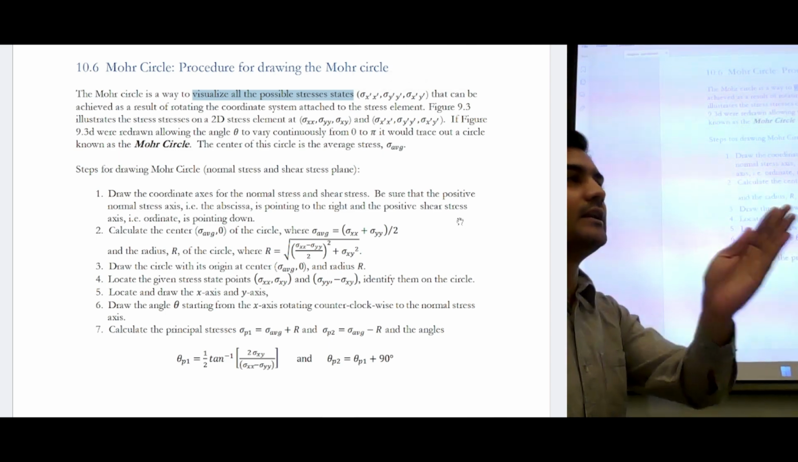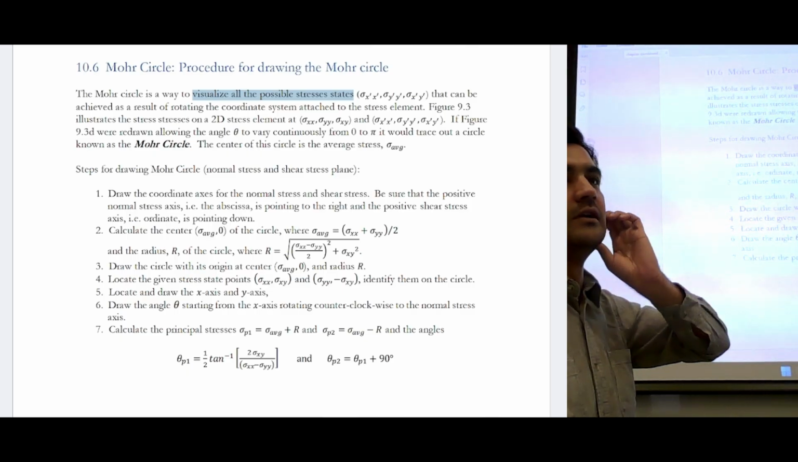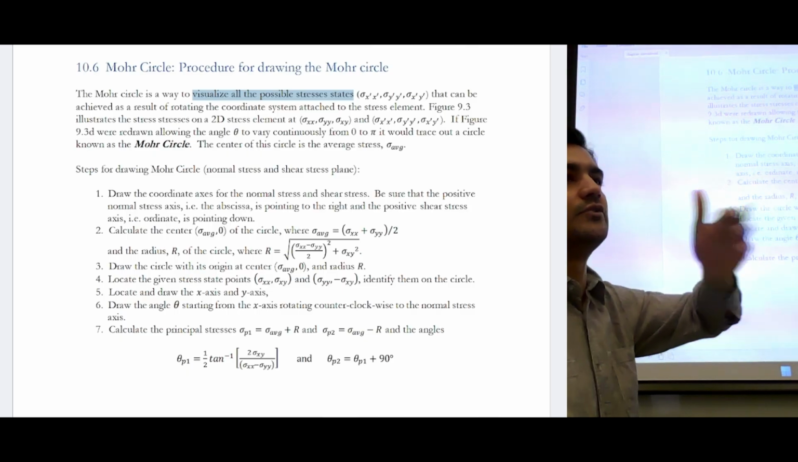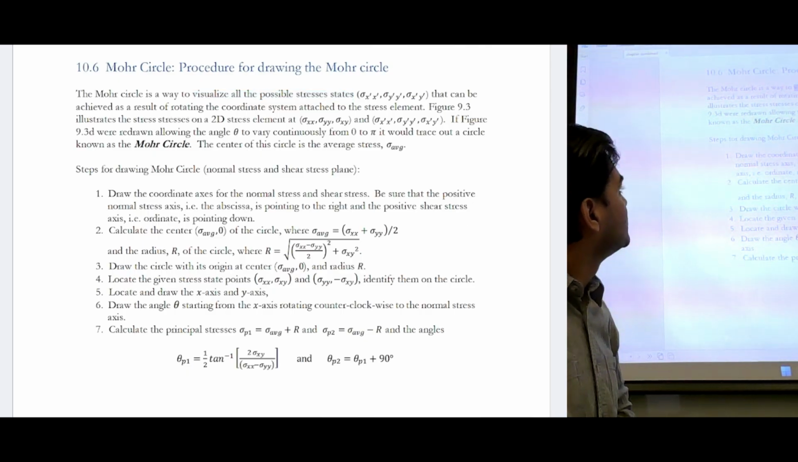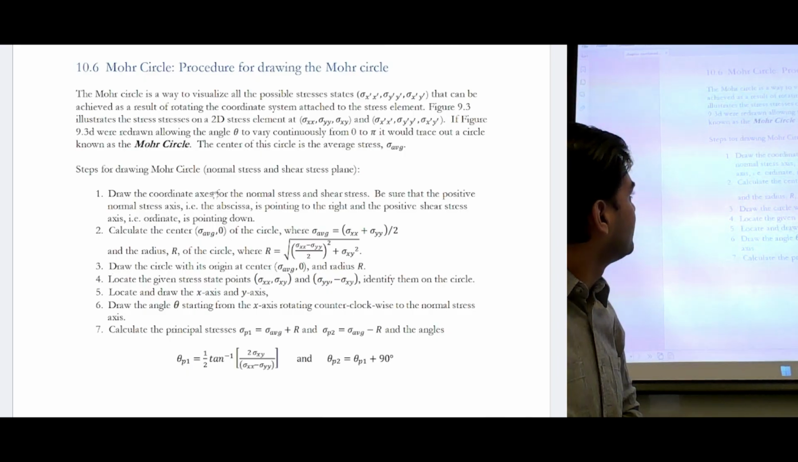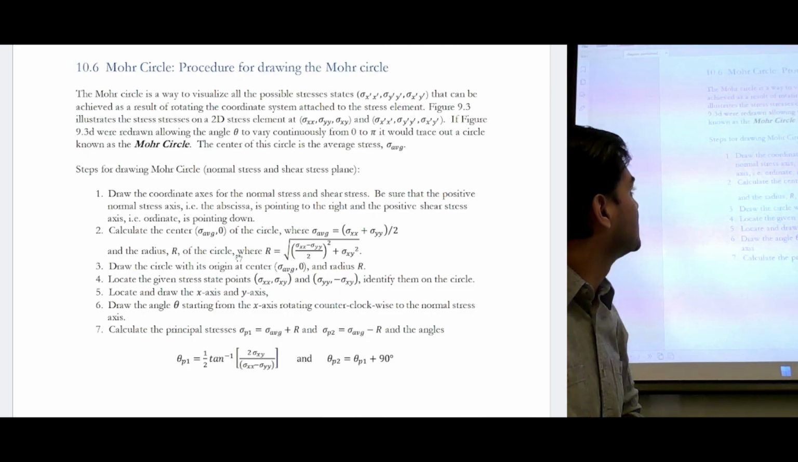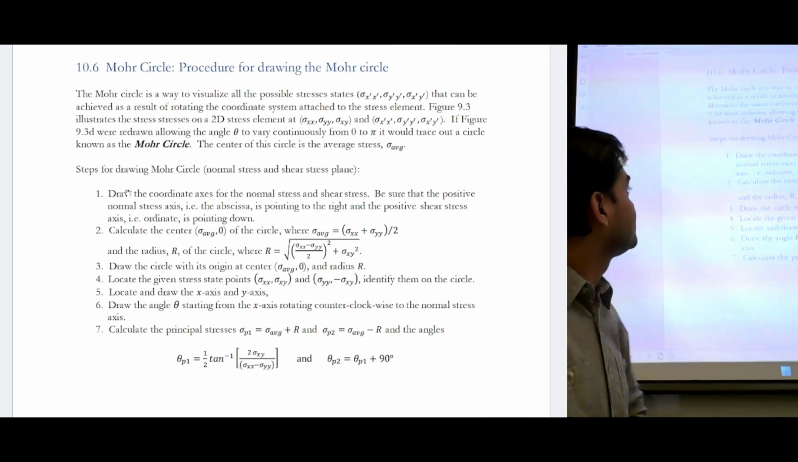So we can just directly see, and we can just determine on the graph on a circle what would be the stresses at a particular angle, and we can also visualize the maximum stresses and maximum shear stresses and normal stresses. So this is the overall procedure to draw the Mohr circle. You have 7 steps basically, and we're gonna draw the Mohr circle today. So we're gonna follow these 7 steps.